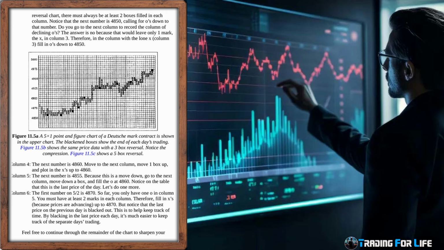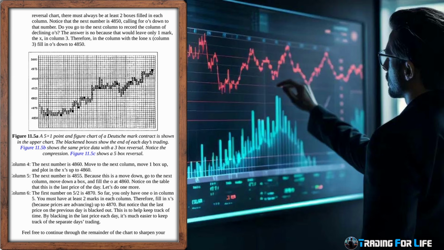Column 4, the next number is 48.60. Move to the next column, move 1 box up, and plot in the X's up to 48.60. Column 5, the next number is 48.55. Because this is a move down, go to the next column, move down a box, and fill the O at 48.60.